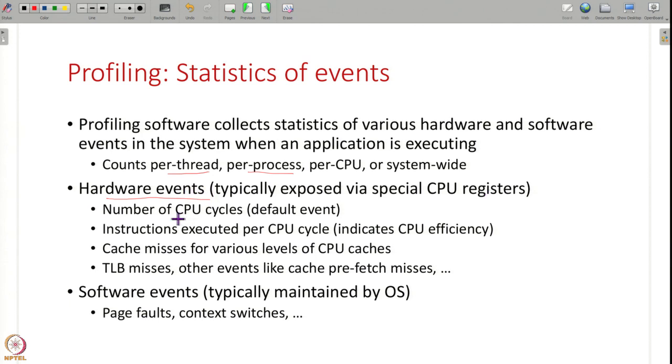So, the various events that are counted are, of course, the number of CPU cycles. Every CPU has a certain frequency at which the clock runs, which counts the number of CPU cycles, right. You can just count the number of CPU cycles happening. Of course, this is the default event, there is nothing much interesting. You know your CPU's specification, you know how many cycles there are, but the more interesting metric is how many instructions are executed for every CPU cycle. Is your CPU efficiently executing a large number of instructions, or is it executing only a very low number of instructions for every CPU cycle? So, this instructions per cycle is a very important metric to understand the efficiency.